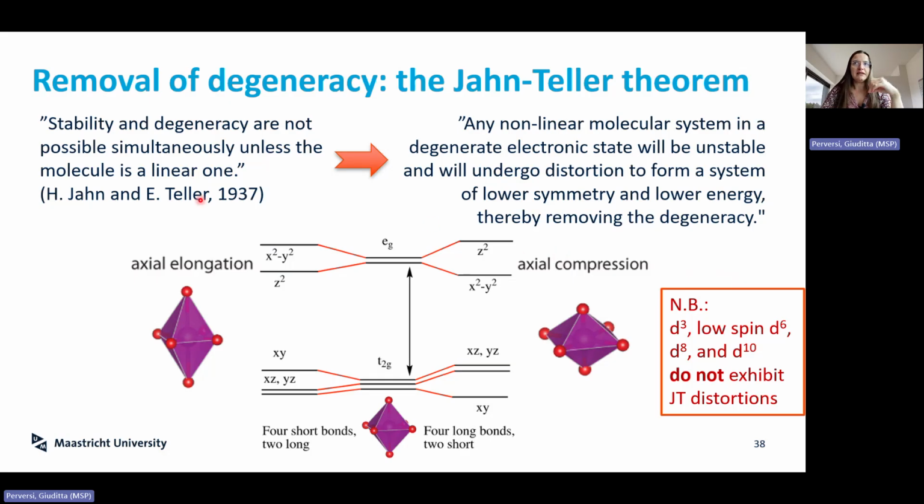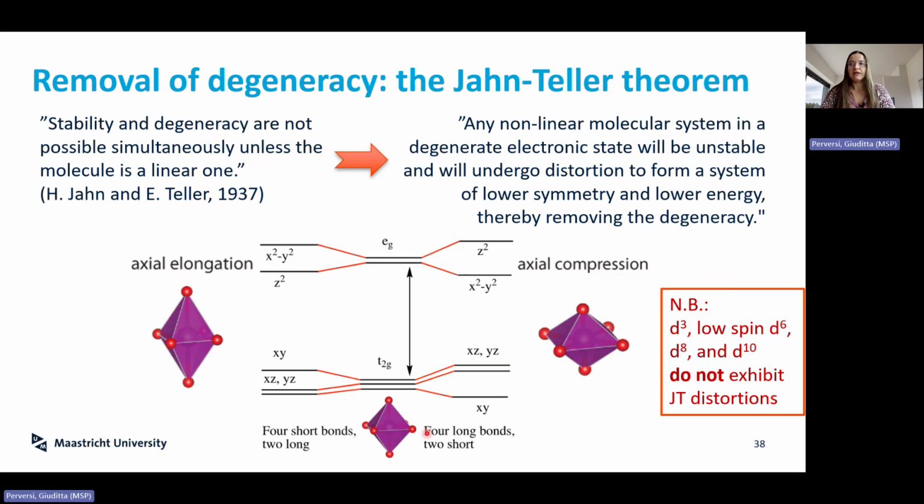The Jahn-Teller theorem states that if you have a degenerate system, your system is not going to be stable. So if you want it stable and your molecule is not linear, your molecule will do everything in its power to try to remove the degeneracy.